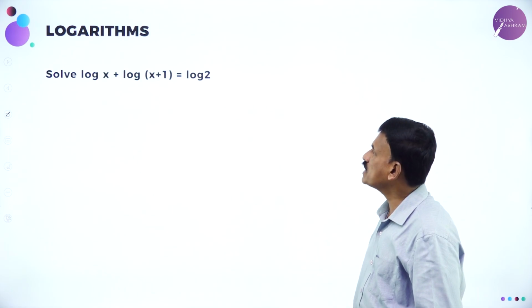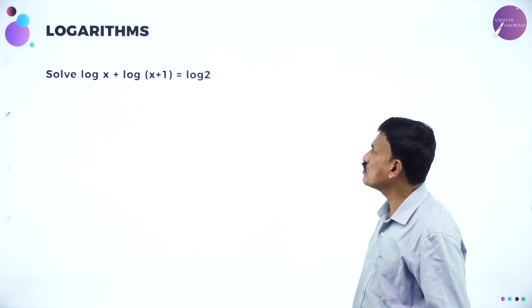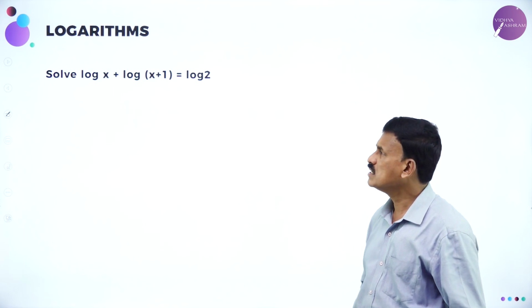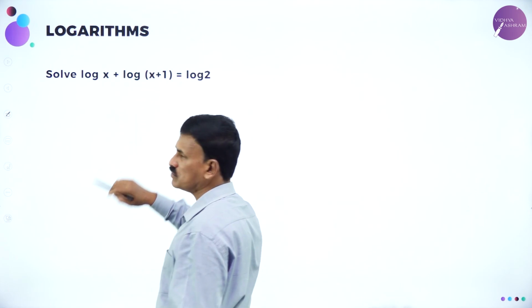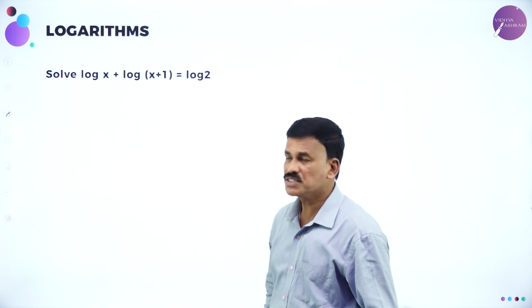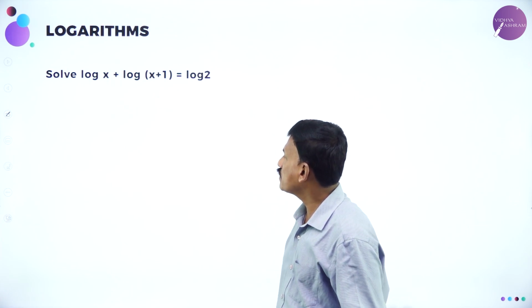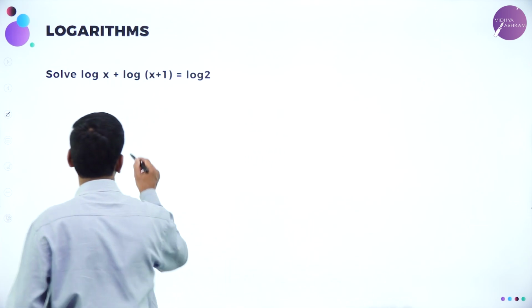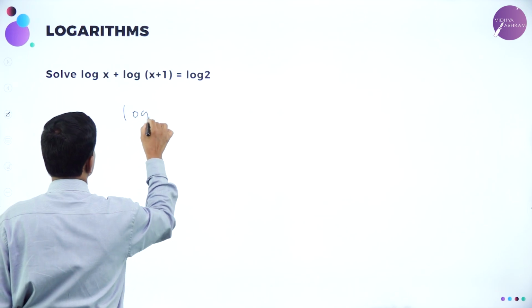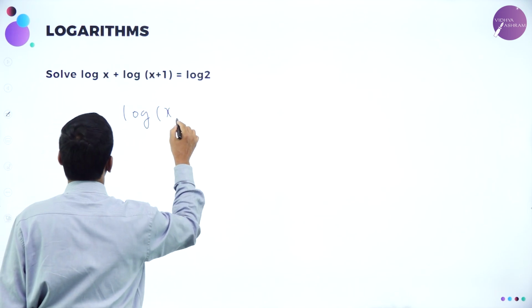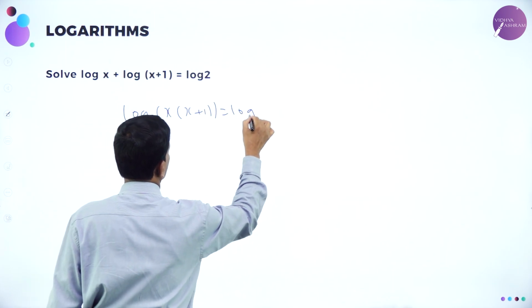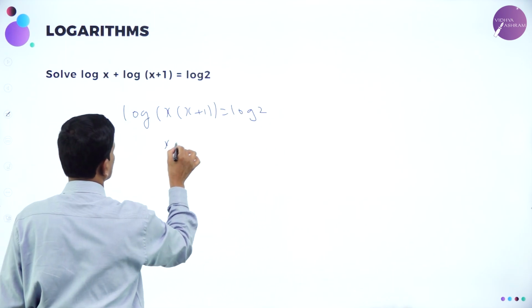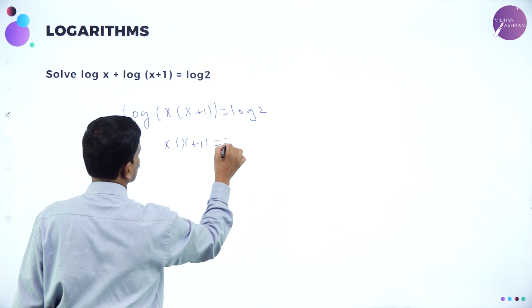Now let us come to the next problem. Solve, if log x plus log of x plus 1 is equal to log 2. That is, solve for x. If you observe carefully, this is of the form log m plus log n. This can be written as log m plus log n is log of m into n. So log of x into x plus 1 is equal to log 2. Cancelling the log on both sides, x into x plus 1 is equal to 2.